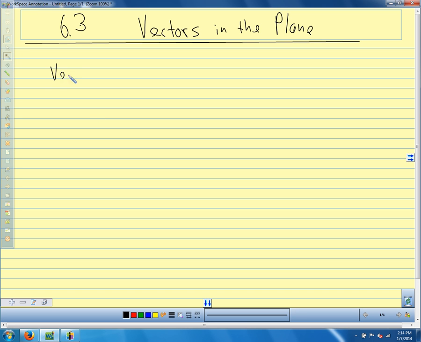So vector, we want to know what it is. A vector is something that has a direction and a magnitude. So everything we've talked about so far, all the numbers, all the functions, we just end up with one number. So we say that x equals 5. Well, with a vector we need to know the direction and the magnitude. It's that direction and it's 5 units in that direction.